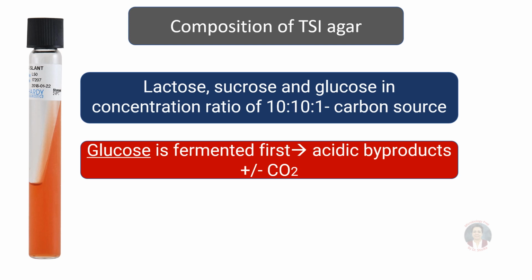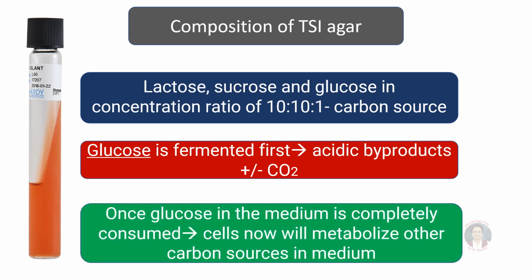And whenever sugars are utilized, acidic byproducts are produced, sometimes also with carbon dioxide. So if CO2 is produced, we are going to call it aerogenic. If CO2 is not produced, we are going to call the bacterium anaerogenic. Now, once the glucose is finished, totally consumed in the medium, the bacterial cell is going to look for an alternative source of carbon.